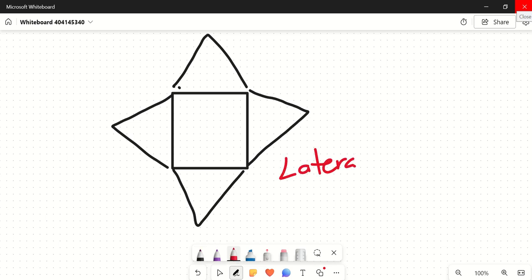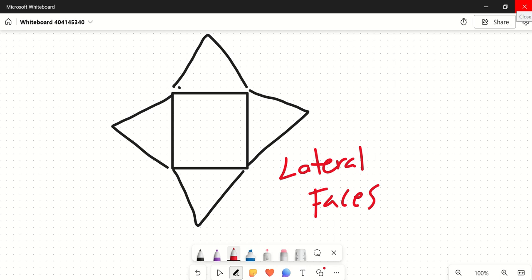Lateral faces. Lateral meaning that they go at a slant. So when I fold this up, this pyramid will have four sides, basically. Four lateral faces, right? Okay.